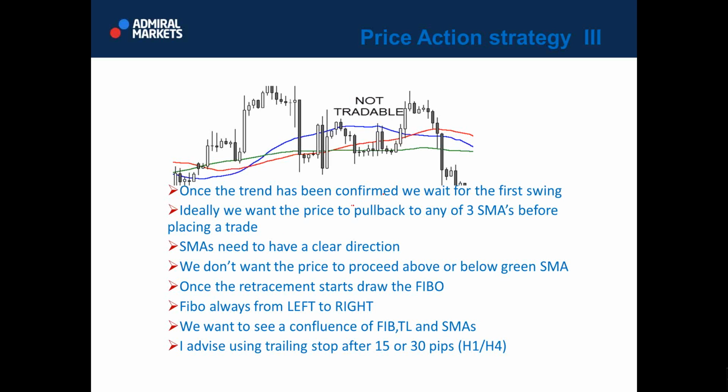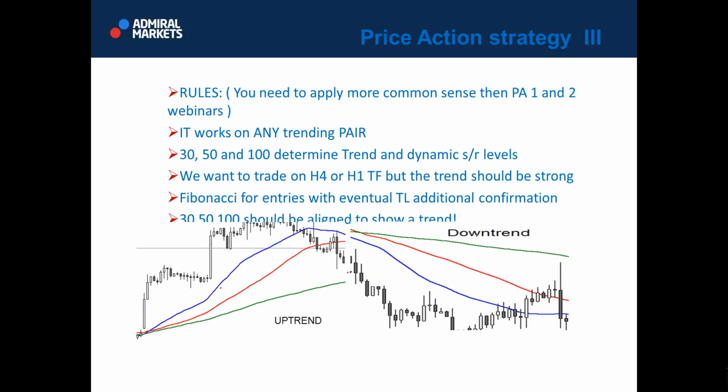Once the trend has been confirmed, we wait for the first swing. Ideally, we want the price to pull back to any of 3 SMAs before placing a trade. SMAs need to have a clear direction, as you can see here. This is very important. We don't want the price to proceed above or below the green SMA. So, if we see a retracement, we don't want the price to proceed here. We want to see either a touch here, or a touch here.